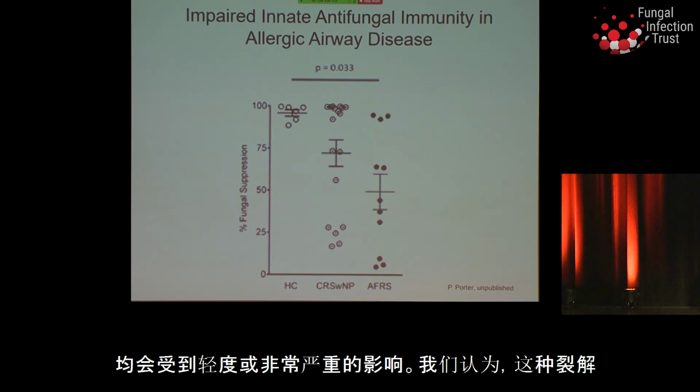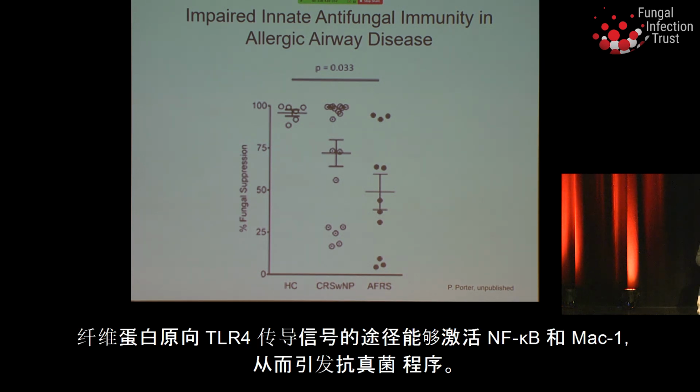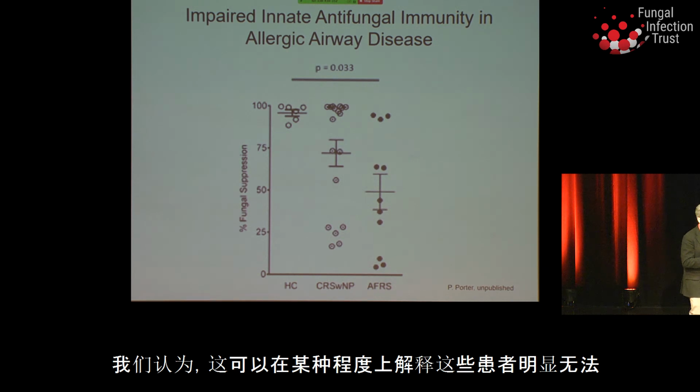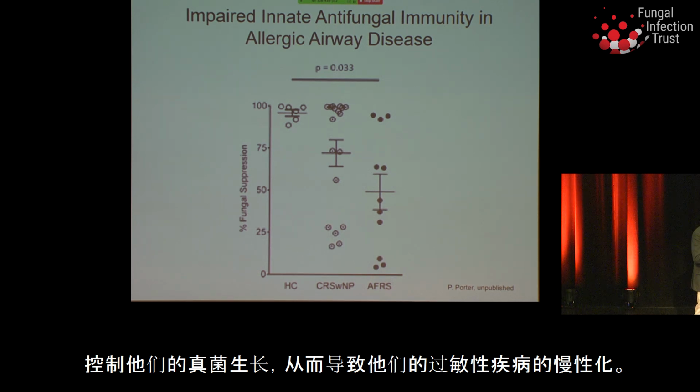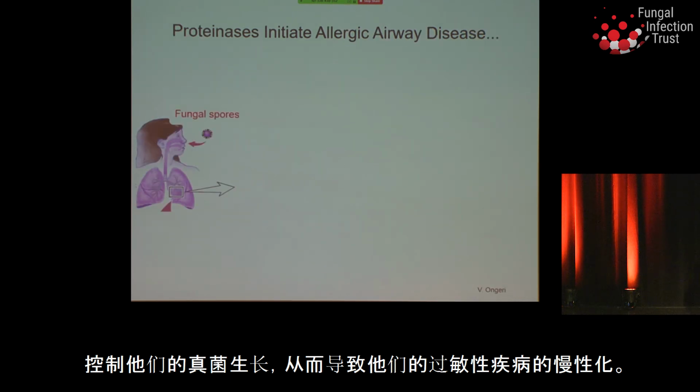So we think this pathway, by which cleaved fibrinogen signals through toll-like receptor 4 and activates NF-kappa B, an innate antifungal program, may explain some of the apparent inability of these patients to control their fungal growth, leading to the chronicity of their allergic disorders.